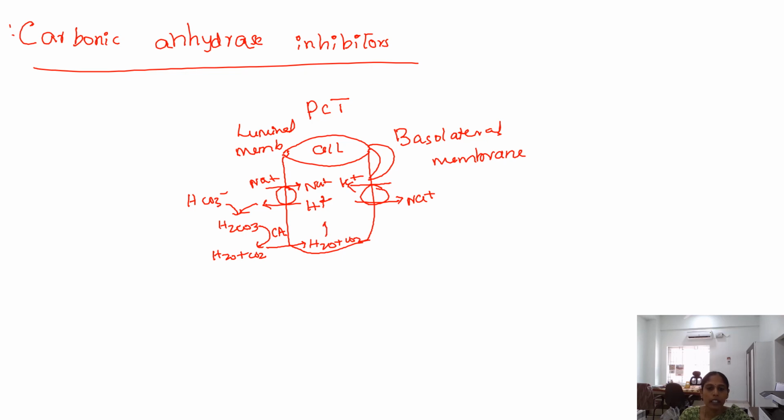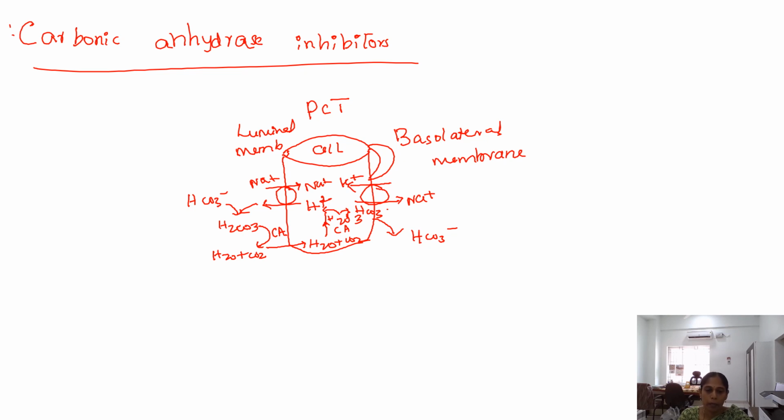This again, in presence of carbonic anhydrase, they form carbonic acid, which again will split into H plus and HCO3. This HCO3 will be reabsorbed. It will cross this basolateral membrane and it will be reabsorbed. So this is the thing which is normally happening in the proximal convoluted tubule, right?